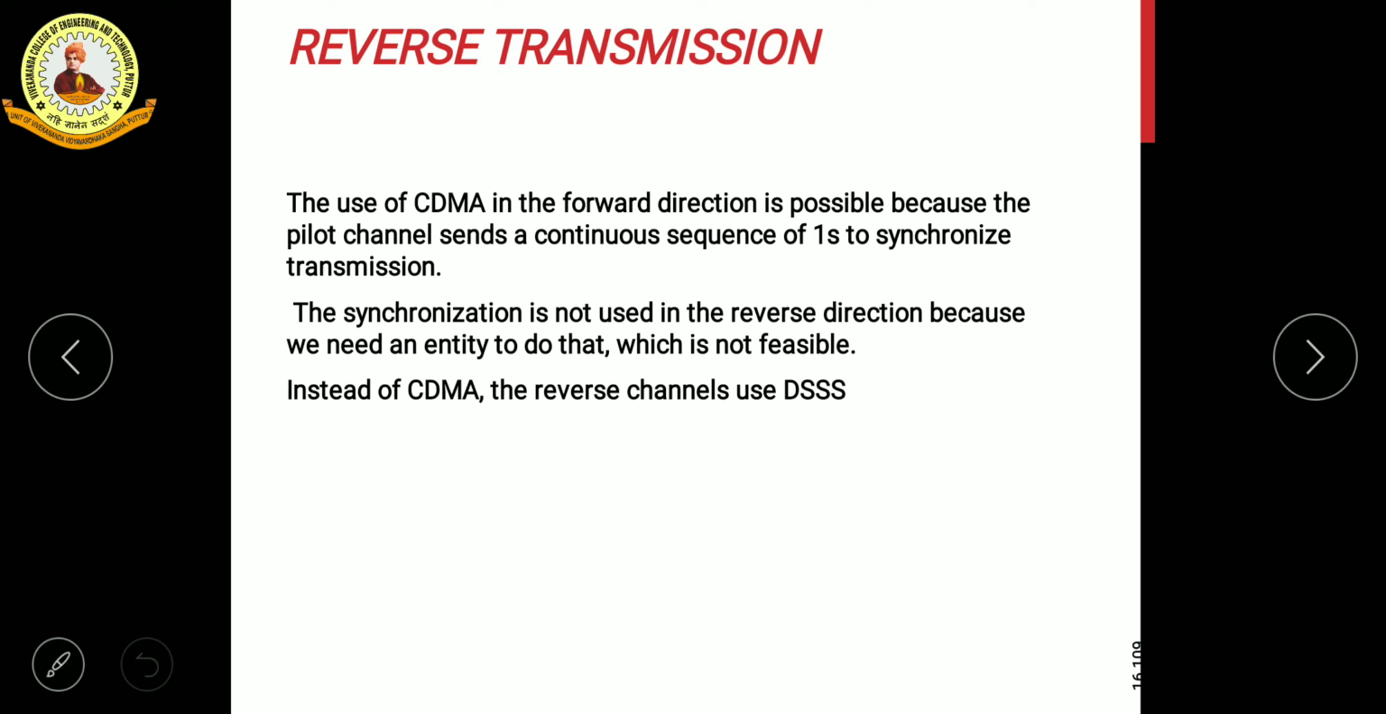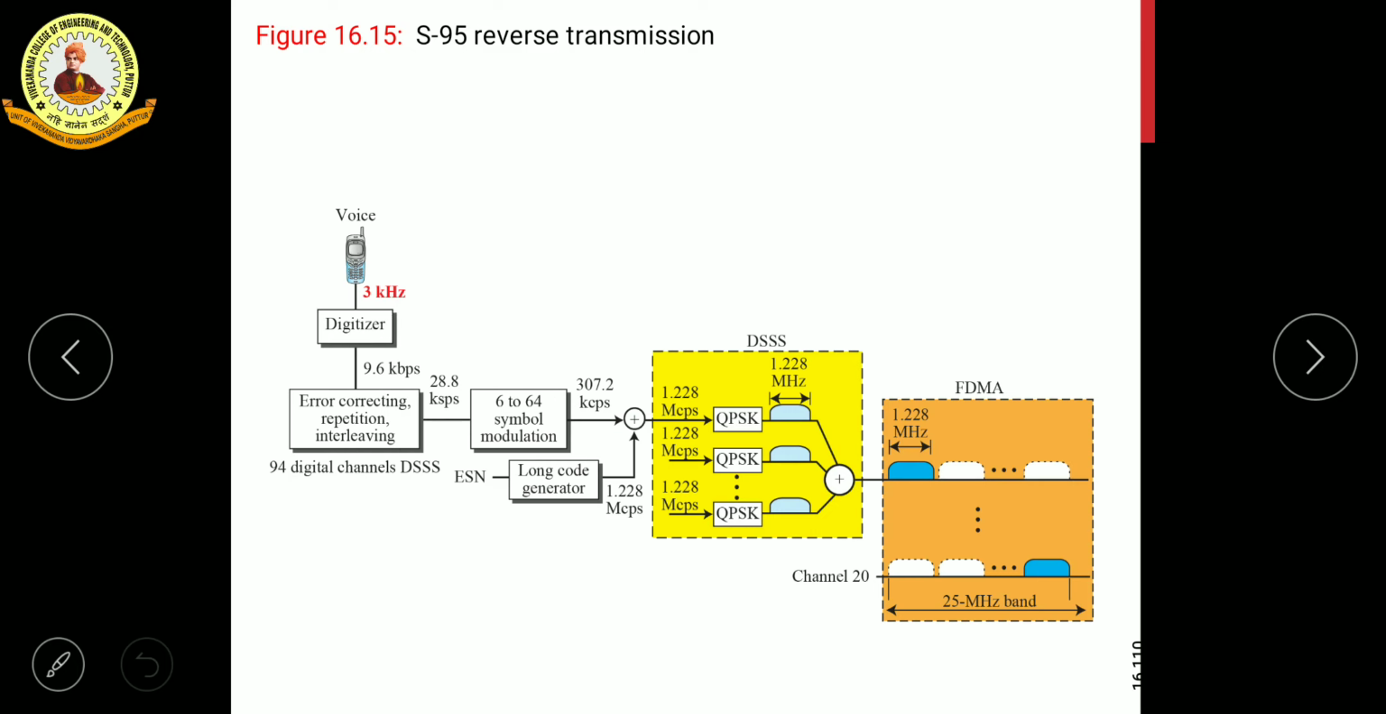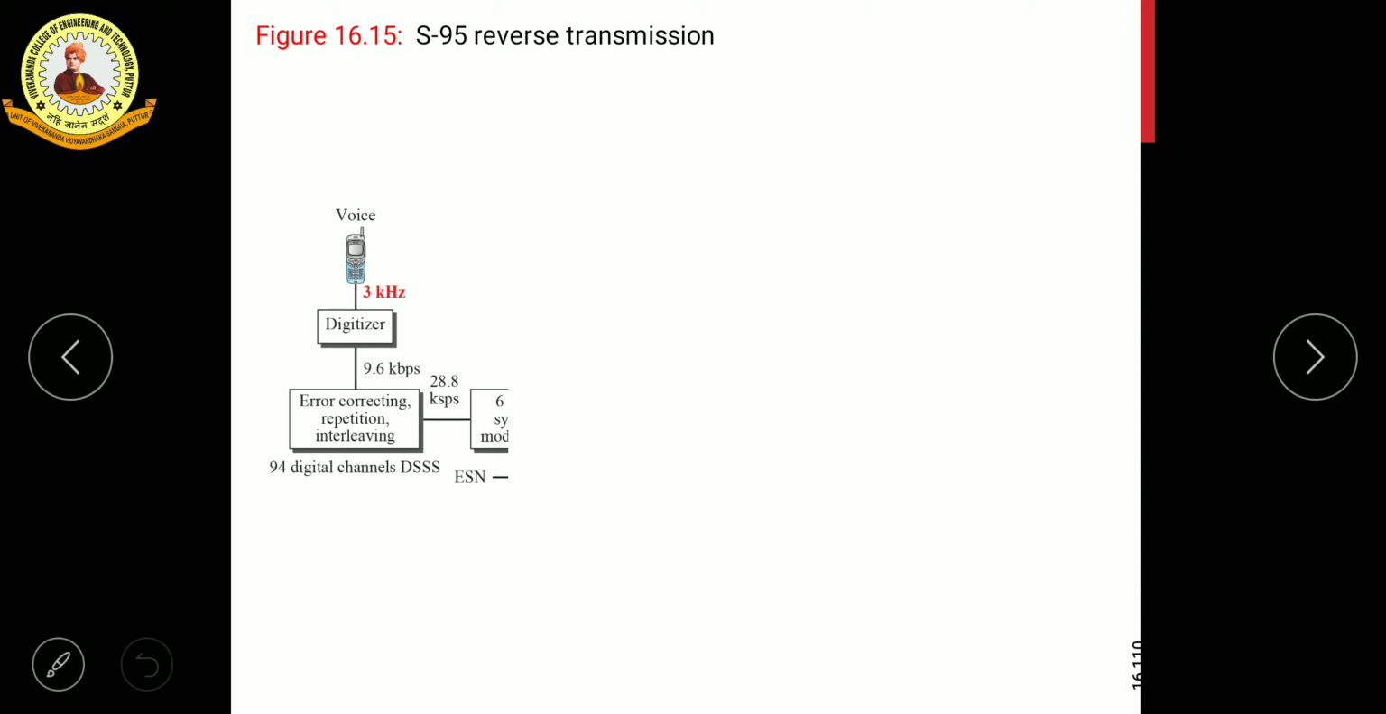Reverse transmission. The use of CDMA in the forward direction is possible because the pilot channel sends a continuous sequence of ones to synchronize transmission here. So instead of CDMA, the reverse channel uses DSSS here, direct sequence spread spectrum. IS-95 reverse transmission is shown in this figure.